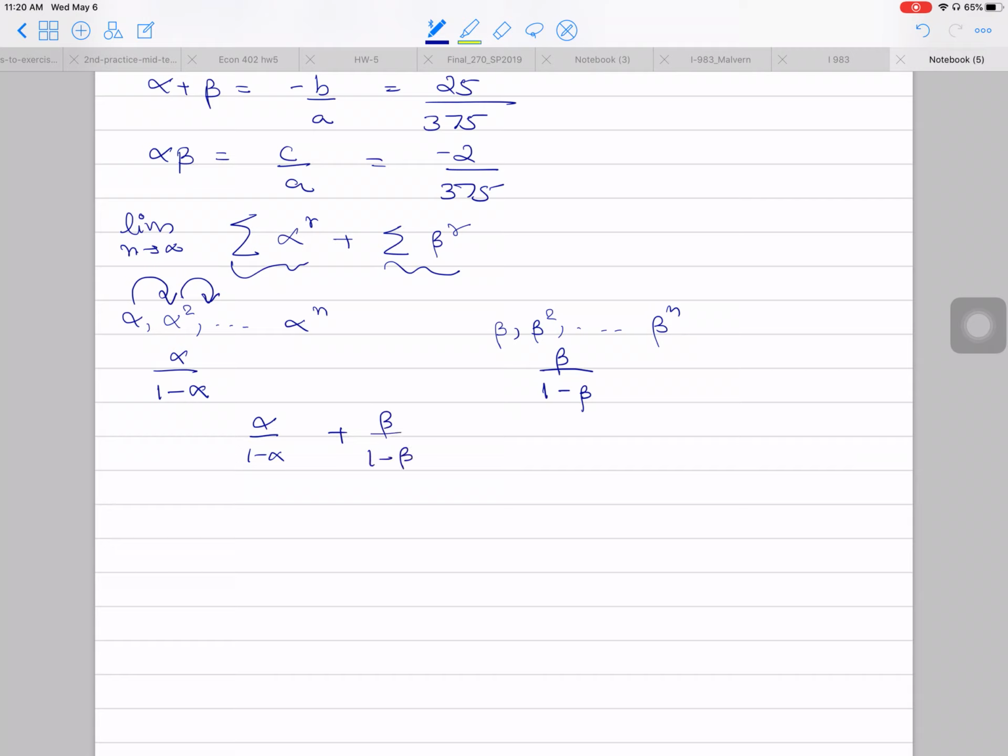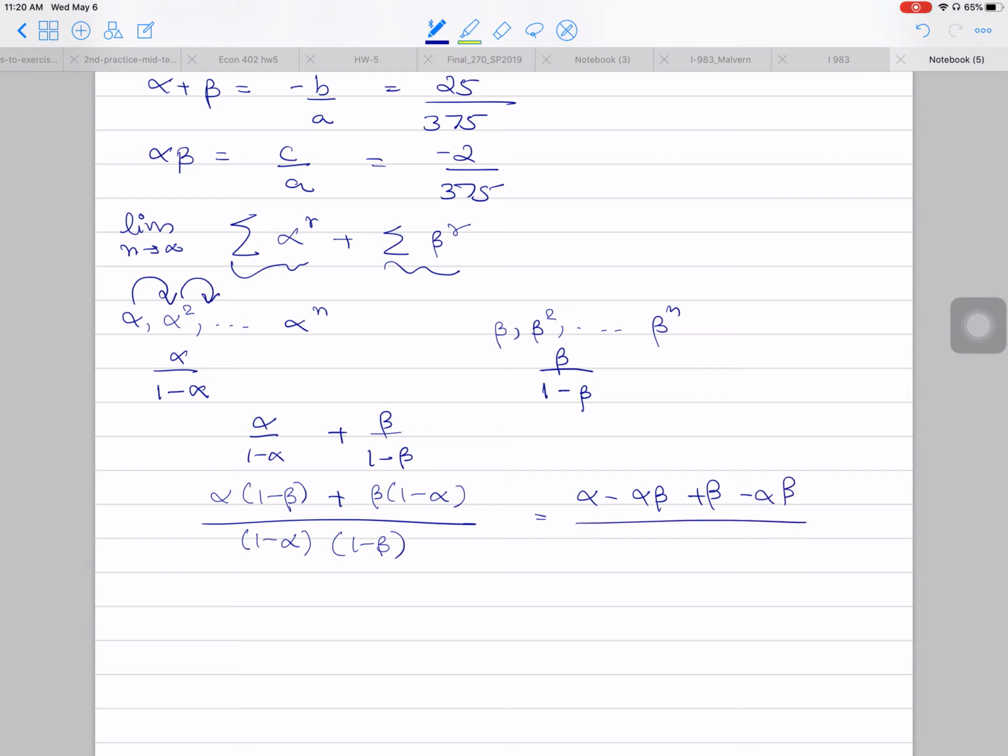We need to solve this equation. Which gives alpha times 1 minus beta plus beta times 1 minus alpha, over 1 minus alpha times 1 minus beta. If we expand these, we get alpha minus alpha beta plus beta minus alpha beta, over 1 minus beta minus alpha plus alpha beta. And now we know the value. So here we have alpha plus beta.